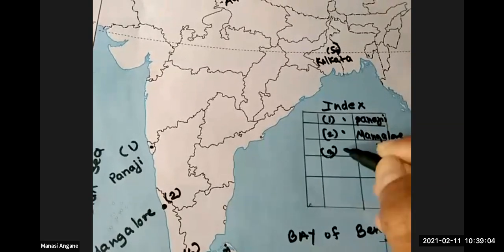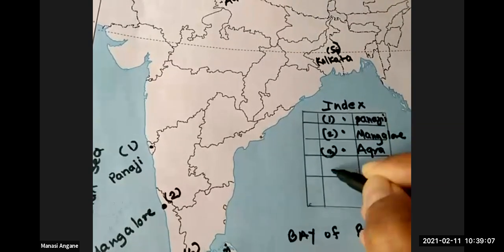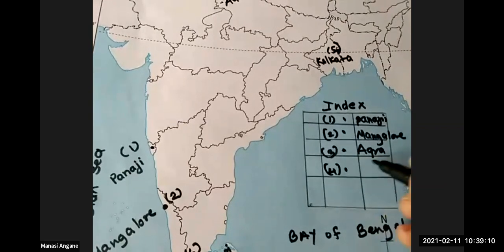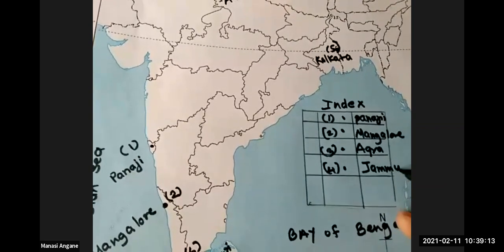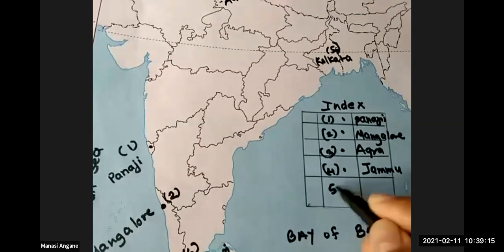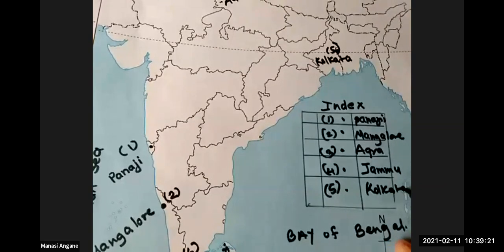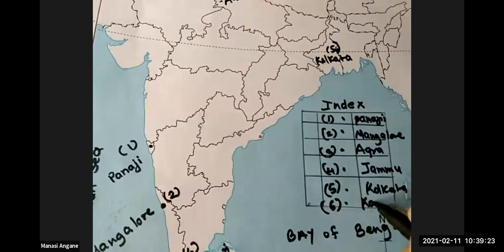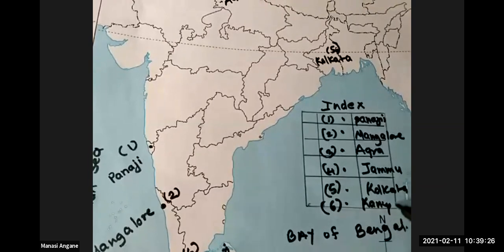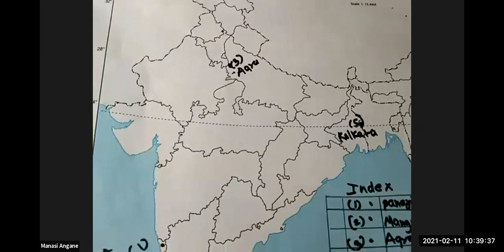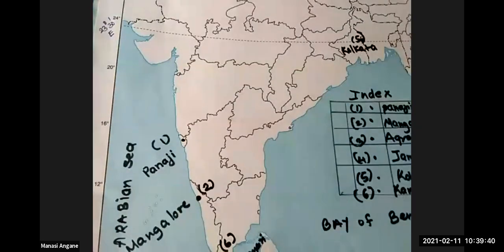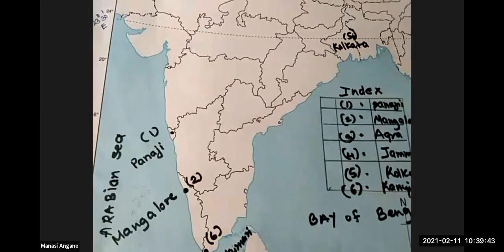The third number you have given is for Agra. The fourth number you have given is for Jammu. Then the fifth number you have given is for Kolkata. And the sixth number you have given is for Kanyakumari. So in this way, you are going to fill your map. And if you fill it correctly, here you are going to get 4 out of 4. So it is very, very easy for you to write this.